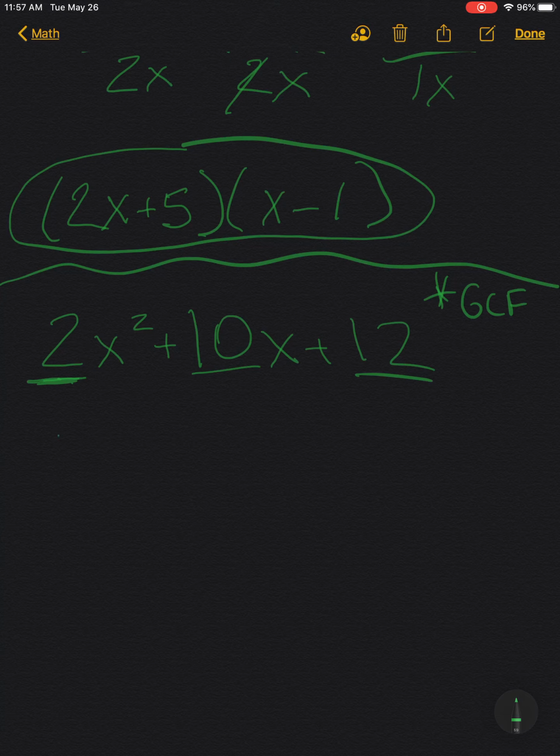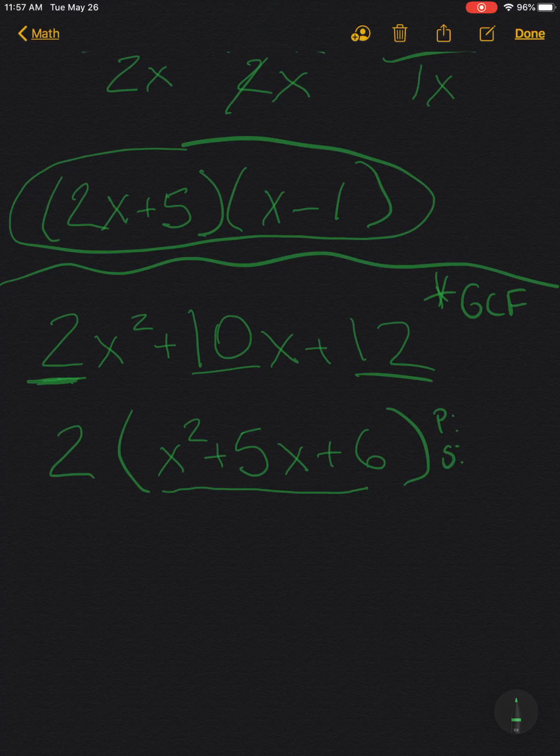If you have one, like in the first example, pull it out and divide them all by 2. So we're left with x squared plus 5x plus 6. Okay? Now, once we've done that, look inside here. This should look like a product and sum problem because it is. The product is the last number and the sum is the middle number. So what two numbers multiply to 6 and when you add them add to 5? That would be 2 and 3, right?